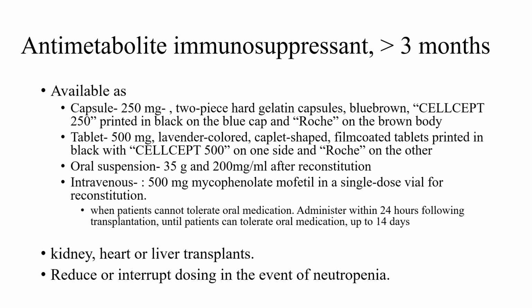Capsules are usually blue-brown color, 2-piece hard gelatin capsules, with Cellcept 250 printed on the back of the blue cap and Roche on the brown body. The 500 milligram is a lavender colored caplet shaped tablet, and the oral suspension and intravenous are white crystalline powders. Intravenous is used when patients cannot tolerate oral medications, and is usually administered within 24 hours following transplantation until the patient can tolerate oral medication, usually up to 14 days.